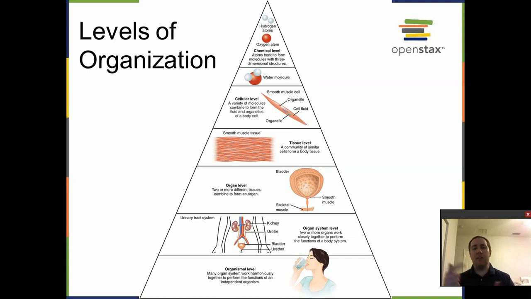And so you can look at this pyramid either way. For some people, it'll make more sense to start at the bottom and work smaller and smaller and smaller. For other people, it will make more sense to start at the top, the smallest, and build and get bigger and bigger and bigger. Are there any questions about the levels of organization?